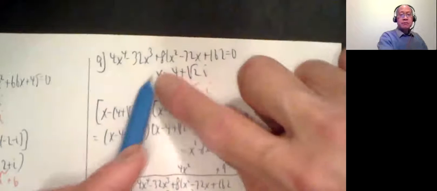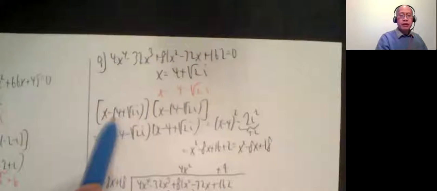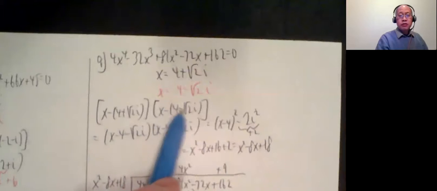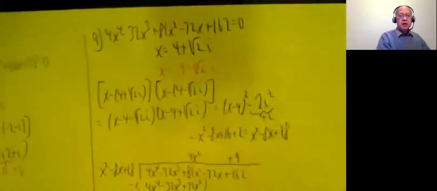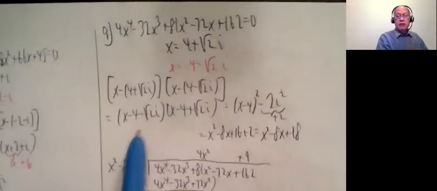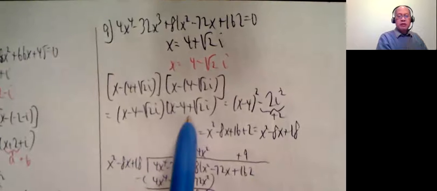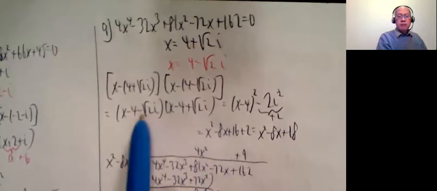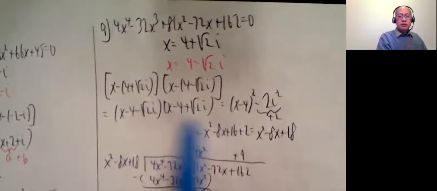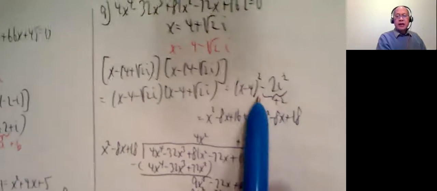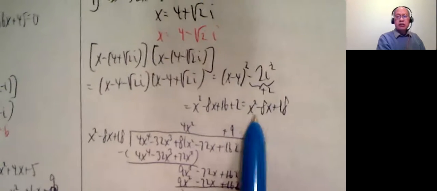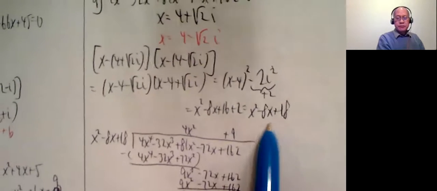So factors are x minus all that, x minus parentheses 4 plus radical 2i, x minus parentheses 4 minus radical 2i. Distribute, x minus 4 minus radical 2i, x minus 4 plus radical 2i. So again, that's x minus 4 squared minus root 2 times root 2 is 2i squared. -2i squared is plus 2. So square this, x squared minus 8x plus 16 plus 2, x squared minus 8x plus 18.